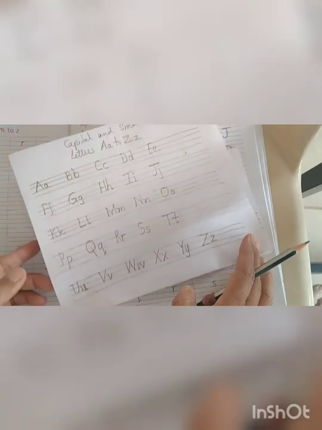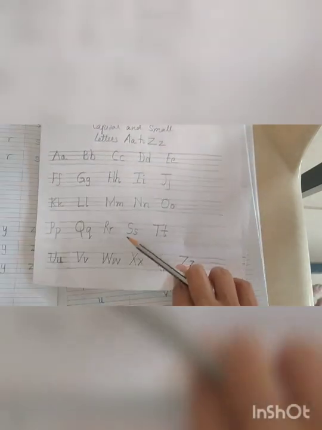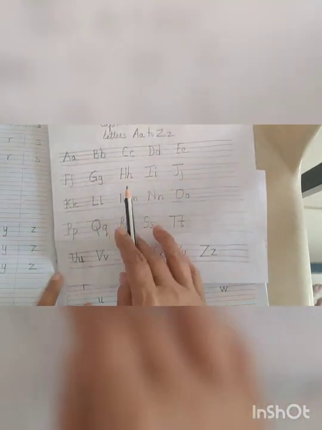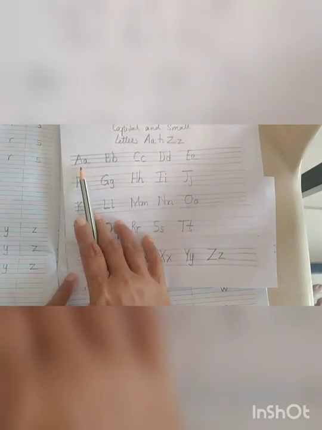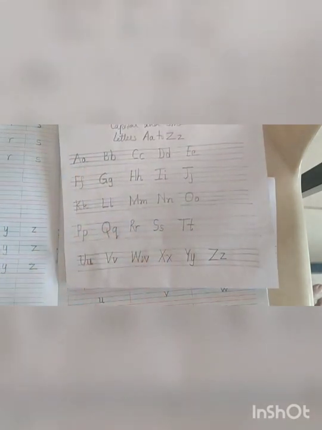And separately, if you want to write, write A to Z on one page when I tell you capital and small letters. See, this is capital letters A to Z, and small letters A to Z. I have written both the letters, capital and also small. Capital letters I have shown here, small letter next to that. This way you have to write.